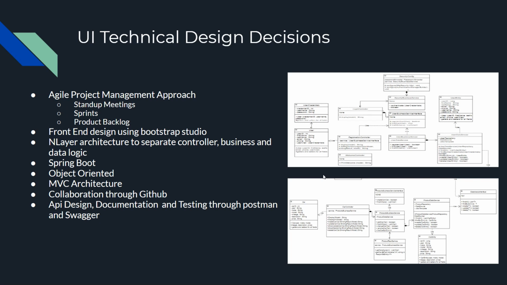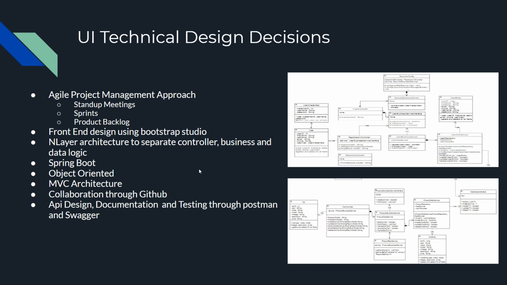Our front end was designed using Bootstrap Studio, as I mentioned before. We followed the N-layered architecture to separate our controllers, routing views, as well as the business logic and data access logic. We used Spring Boot for the application, as mentioned before. We decided to do object-oriented design. If you want to see all of the objects that are used in the application, here are our UMLs over on the right. Up top are all the user UMLs, and below are our product UMLs.